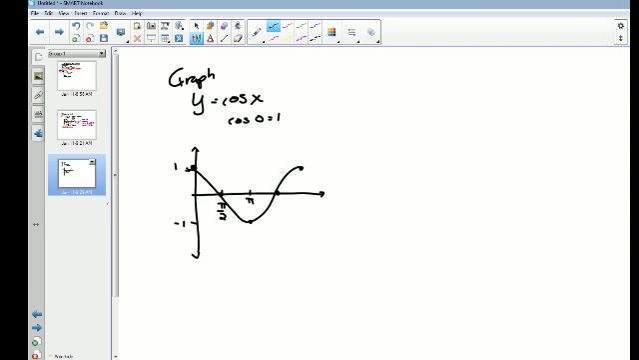Now, does that look more familiar? It's sine shifted pi over 2 units. That's all it is. So you could start at -pi over 2 and do your sine curve, and you're going to get cosine. And you can continue this.